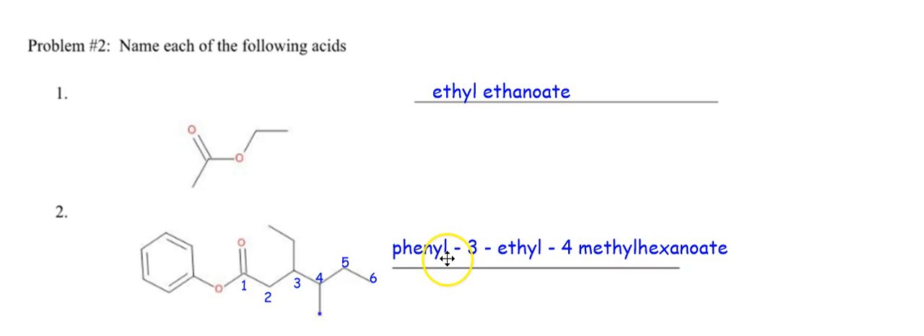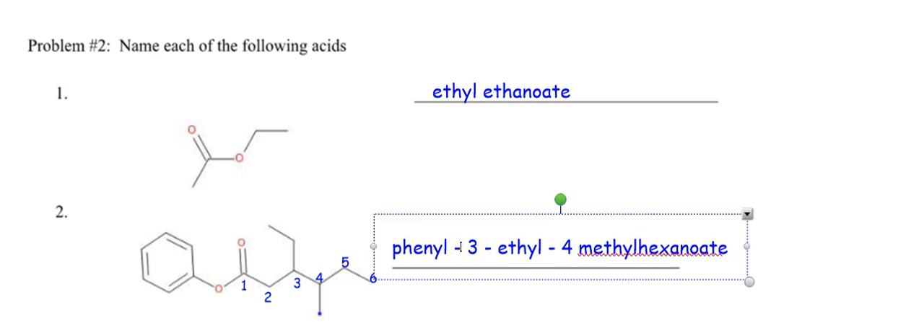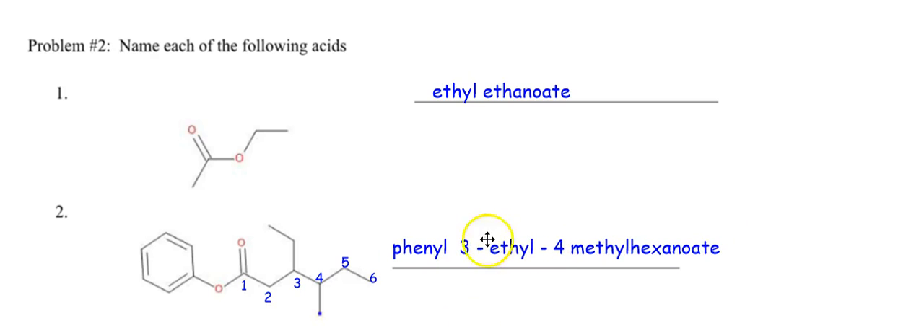And then if you'd like, I would maybe even make this, here, I'll do it right now. There we go. I think that's even better because this tells me clearly this is what's off of the oxygen, and then this clearly tells me what's off the original hexanoic acid there. So I have a 3-ethyl 4-methyl hexanoate. Okay, let's go on to the next page.